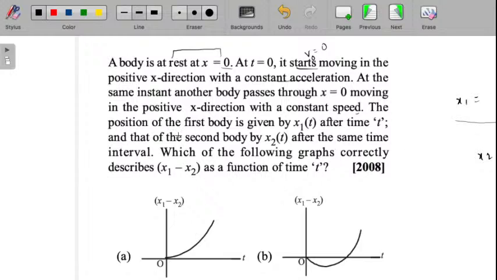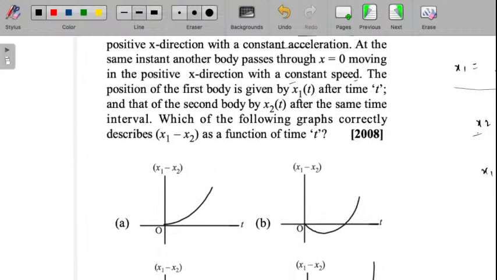Now for the second particle, it's moving with constant speed, so its x2 is supposed to be v into t, because v is constant, so there is no acceleration. A is 0 this time, so x2 is vt. Now the position of the first body is x1 of t, and position of the second body is x2 of t. Now x1 minus x2 is therefore going to be half a t square minus vt. So it's like a case of a graph which has got velocity and acceleration but in opposite directions.